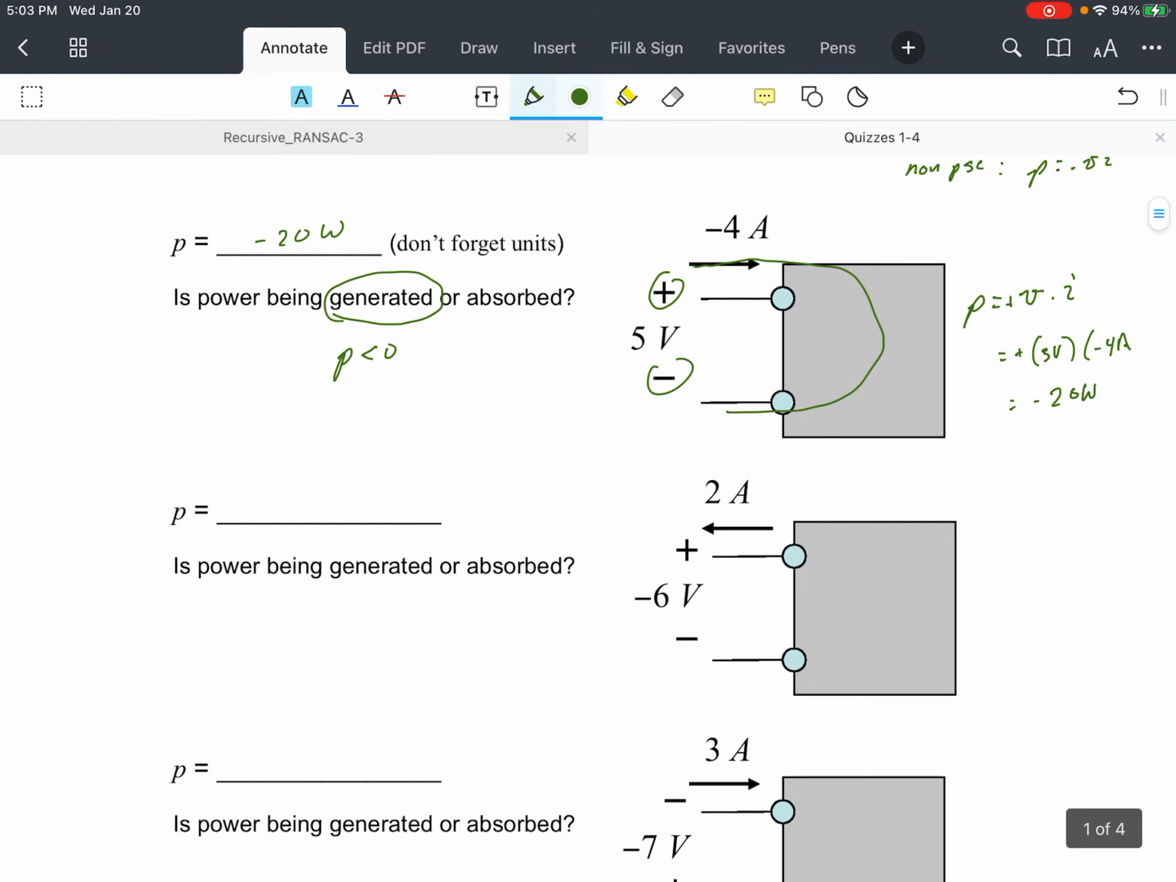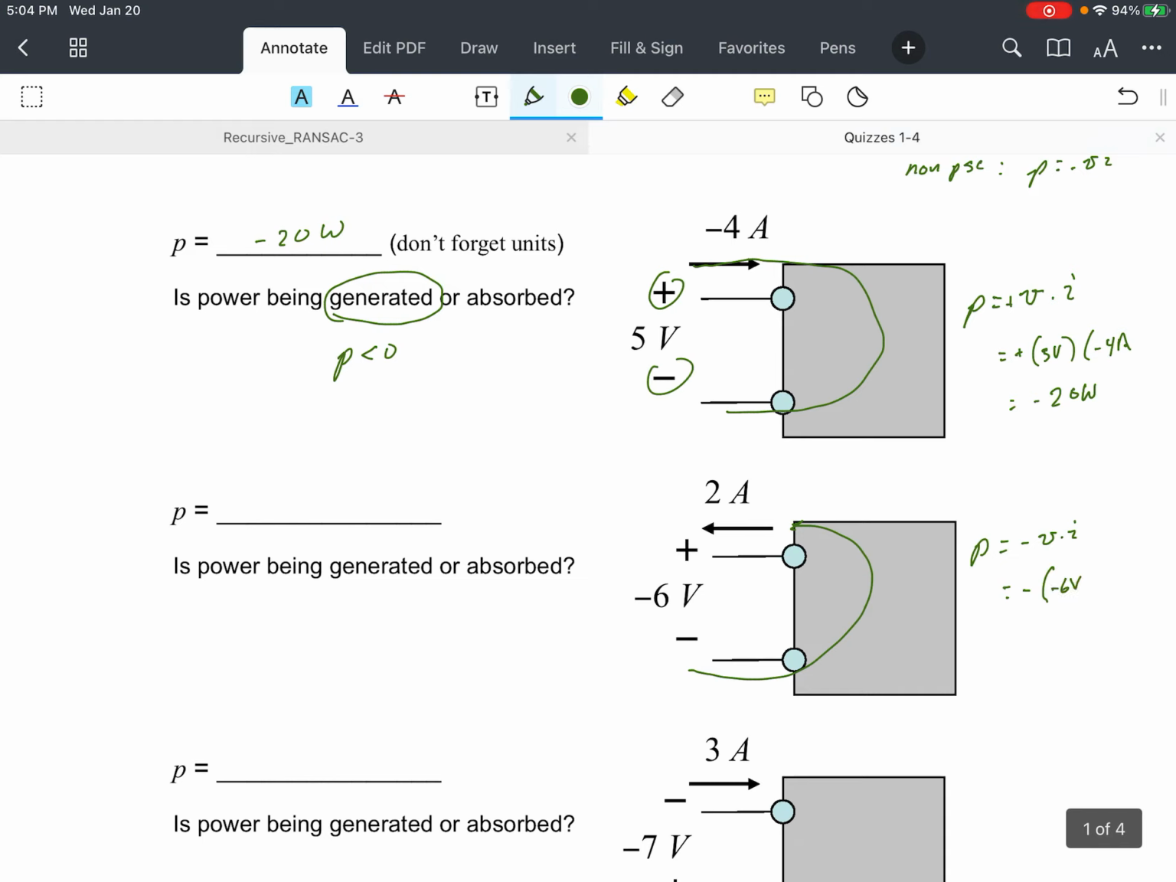Now in this particular case, the current flows from the negative to the positive terminal. So this is non-passive sign convention. So the formula is going to be power equals minus V times I. So this is going to be negative. The voltage in this case is minus 6 volts.